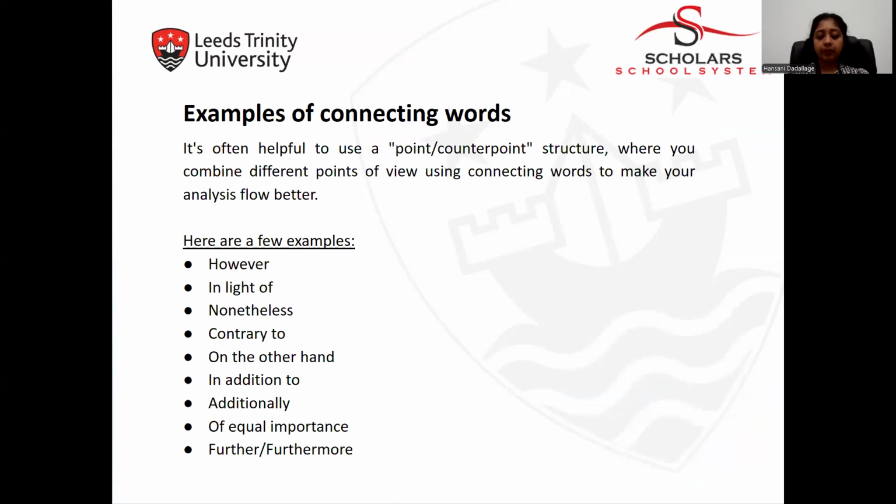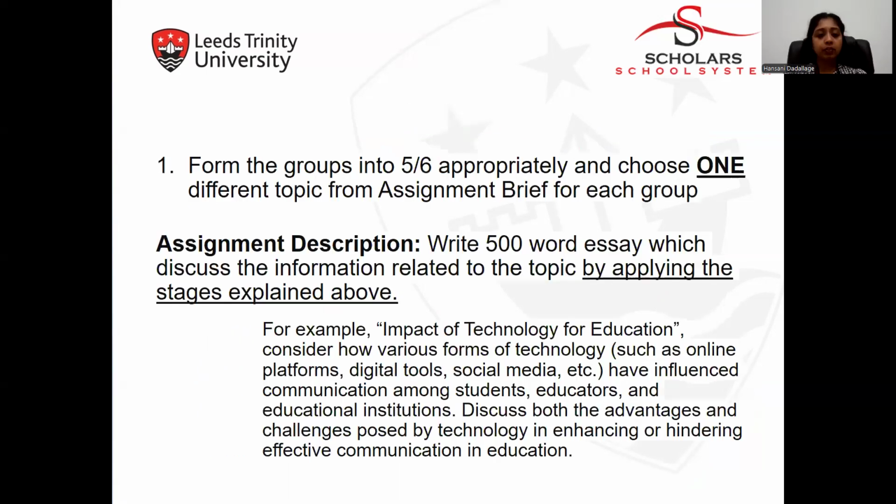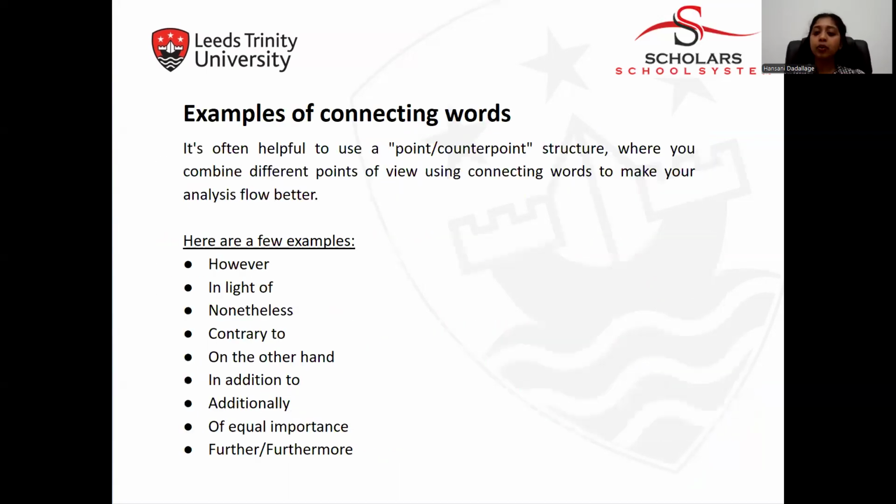Right now, we have examples of connecting words. When you are writing your essay, in order to maintain the flow or maintain the coherence, you have to use connecting words. It is often helpful to use a point or counterpoint structure where you combine different points of view using connecting words to make your analysis flow better. Examples of connecting words are given in this slide, such as however, in light of, nonetheless, contrary to, etc.